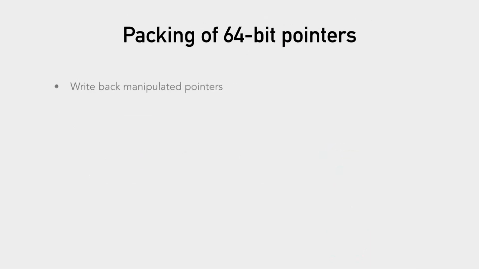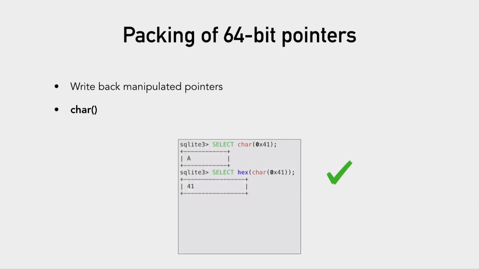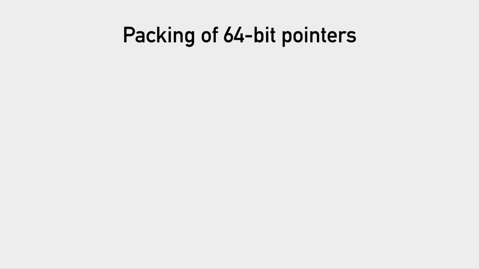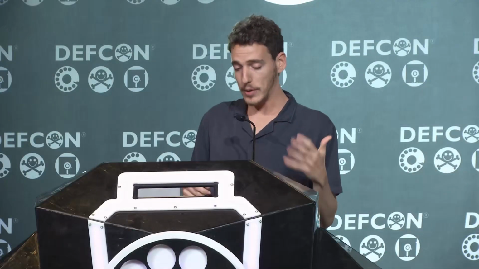Packing 64-bit pointers, because we read some pointers and we manipulated them, now would be a good time to write them somewhere. So we thought char is going to be really useful here because we are used to char being the reverse of hex, right? And it actually works fairly well on some values. But on higher values, this was a problem because they were translated back to their 2-byte code points in Unicode. And this was a huge obstacle for us. And we actually had a really big problem with this.